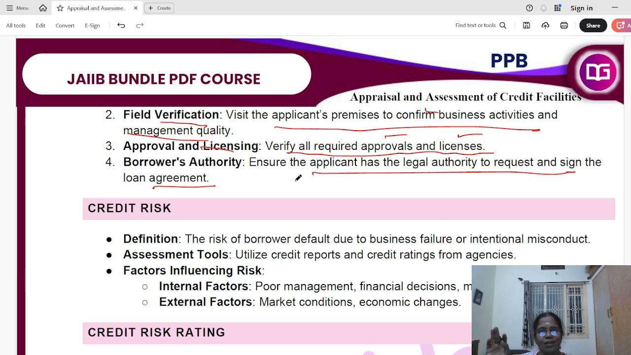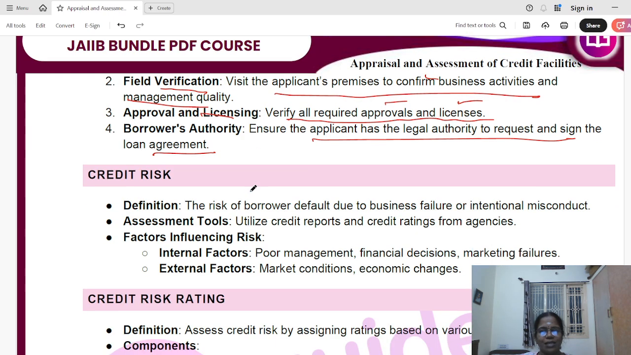Okay, then the borrower's authority to sign a particular document. Another one, next we are going to discuss credit risk. What is credit risk? The risk of borrower default due to business failure or intentional misconduct.